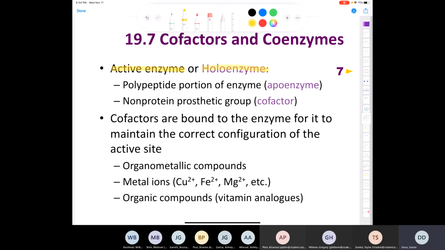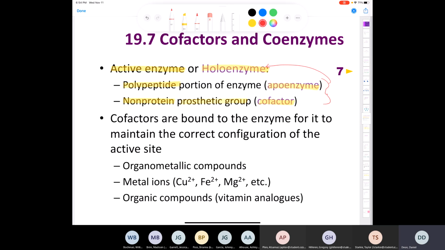Well, it depends, okay? The part of the enzyme that is made exclusively from amino acids, so the polypeptide portion of the enzyme, that's called the apoenzyme, okay? Whereas sometimes enzymes have a non-protein portion. If you're like, what? Yeah, they'll have a non-protein portion that's not made from amino acids. We call this a prosthetic group or a cofactor. So when we put the apoenzyme and the cofactor together, that makes a holoenzyme.